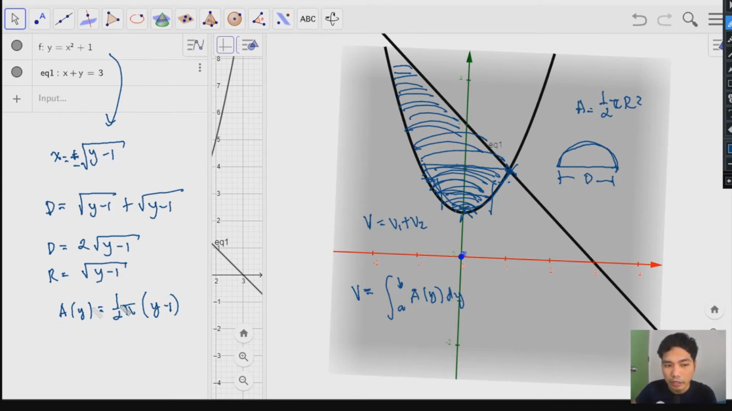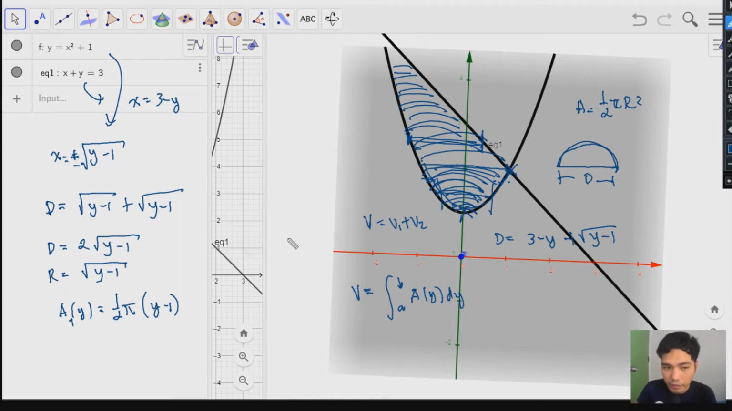So with this, this is the expression for the first volume. Well, the second one, so let's have this as a1y. And then, ano ba yung ating area 2? So, di ba, the diameter is this distance here and then minus the portion of the parabola. So that is simply you express this in terms of y, so that's x equal to 3 minus y, so that is 3 minus y minus the negative, so that is plus square root of y minus 1.